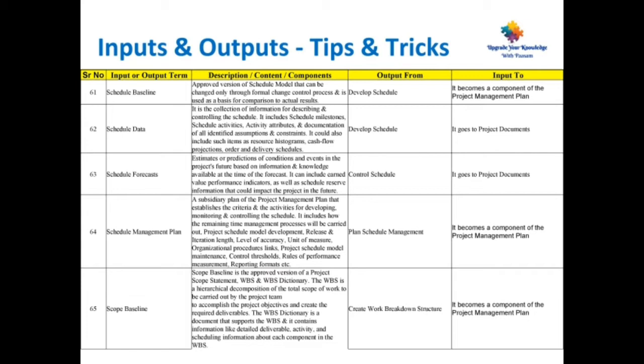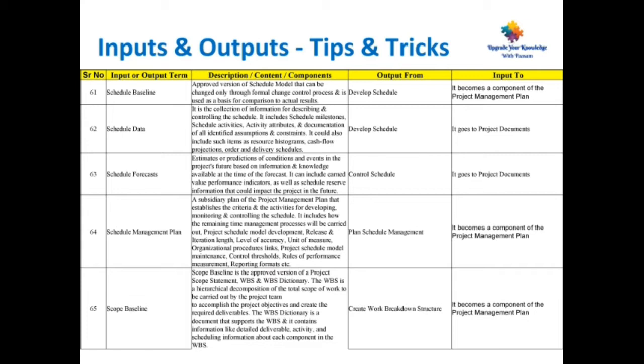Point number 63, schedule forecast. Estimates and predictions of conditions and events in the project's future based on information and knowledge available at the time of the forecast. It is output from control schedule and it goes to the project documents as input.